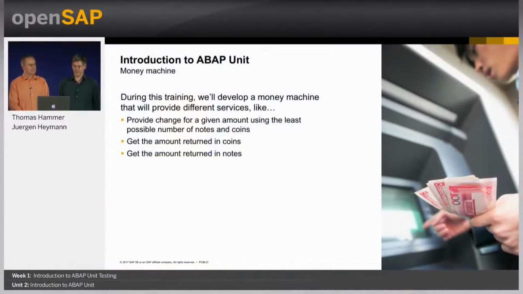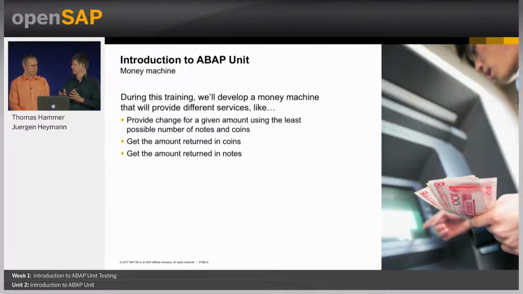Yes, and we will do this by an example, and the example we're going to use is a money machine, where you get money out. Of course, we don't do a real money machine, but only the little piece of software that computes what kind of money you will get. So if you go to a machine and say, I want 13 euros, it will give you this amount in notes and coins. And the goal of this software, what we're going to write, is that it gives you the least possible amount of notes and coins.